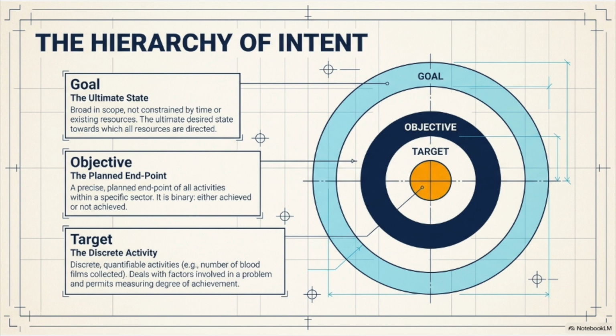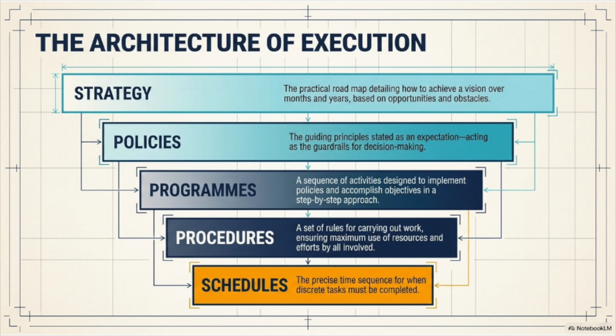And finally, at the core is the target, which refers to discrete, quantifiable activities, such as the number of blood films collected. Targets deal with the specific factors involved in a problem and allow us to measure the exact degree of achievement. To bring these intentions into reality, there is what we call the architecture of execution.